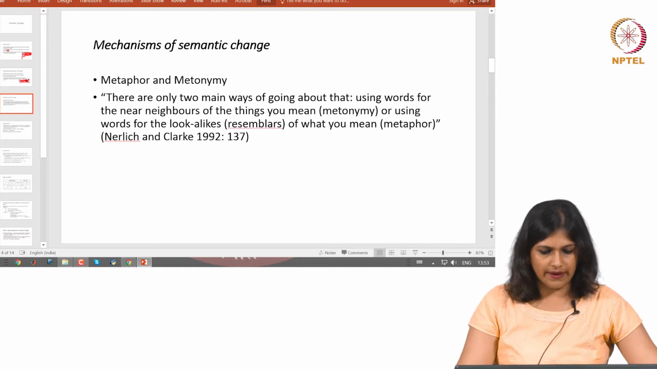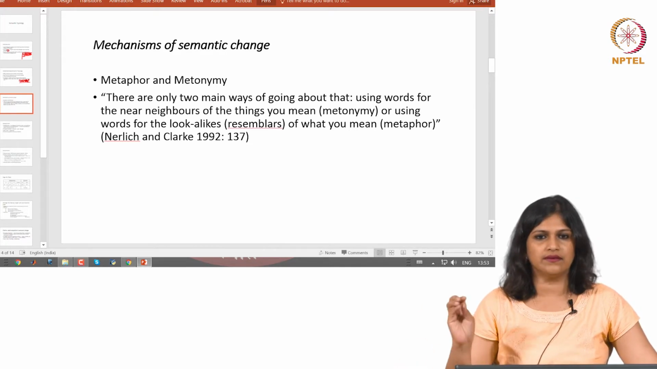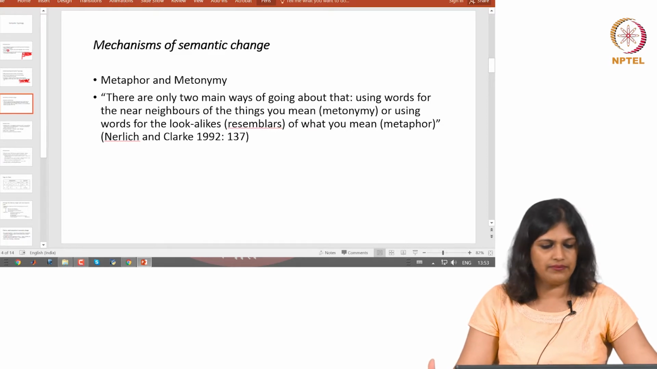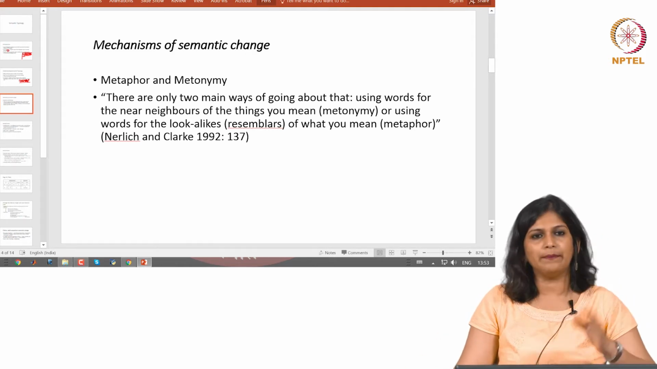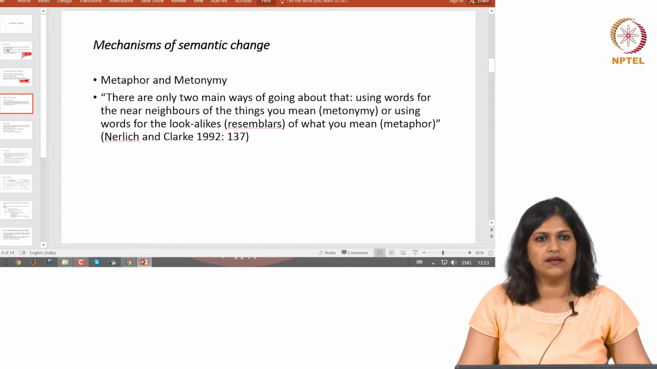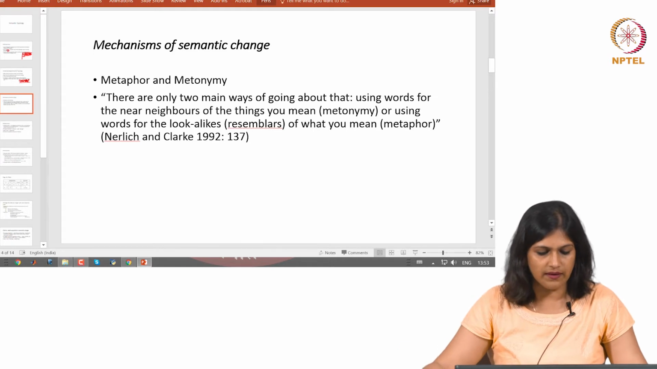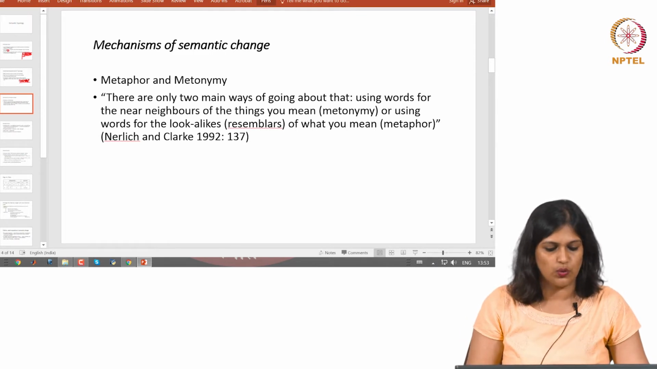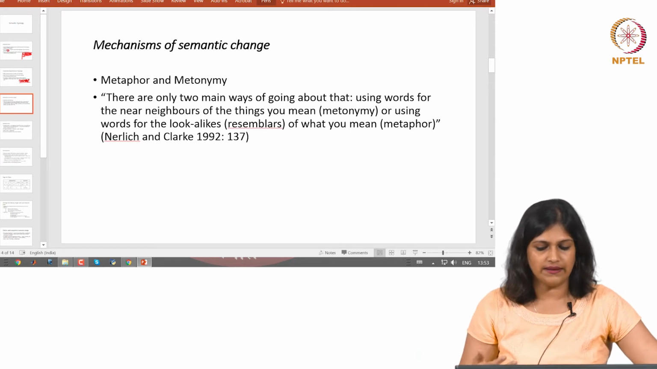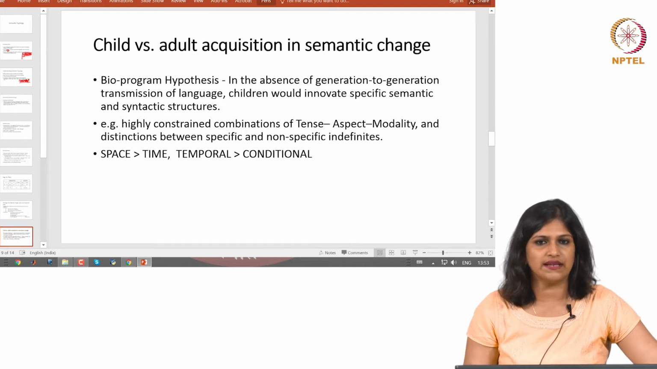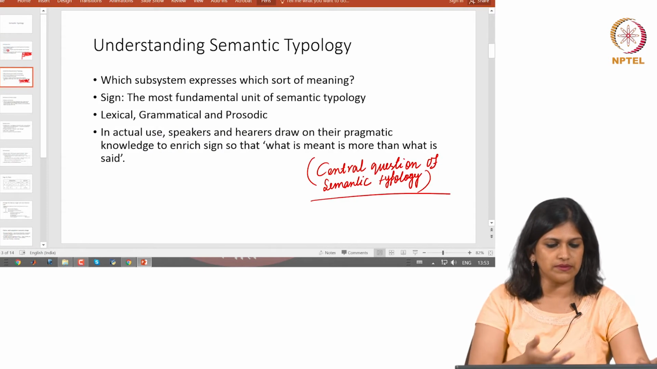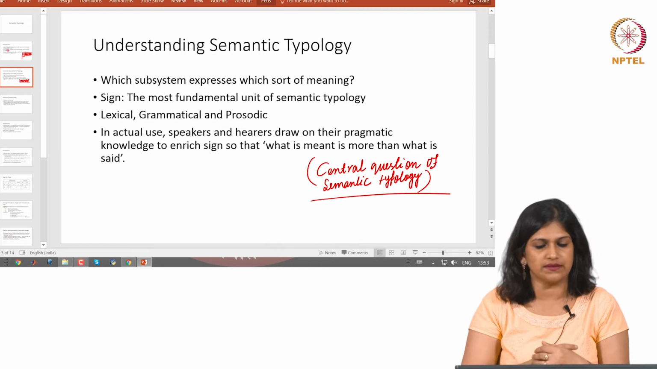Okay? Right. So if you look at this slide, primarily there are the three subdomains of sign: lexical, grammatical, prosodic. Then you have which subsystem expresses which sort of meaning, and what happens in the actual use, in the actual discourse. In the actual discourse, the speaker and the hearer try to draw on their pragmatic knowledge, which enriches the sign, so that what is meant is more than what is said. So fine. That was some introduction to semantic typology.